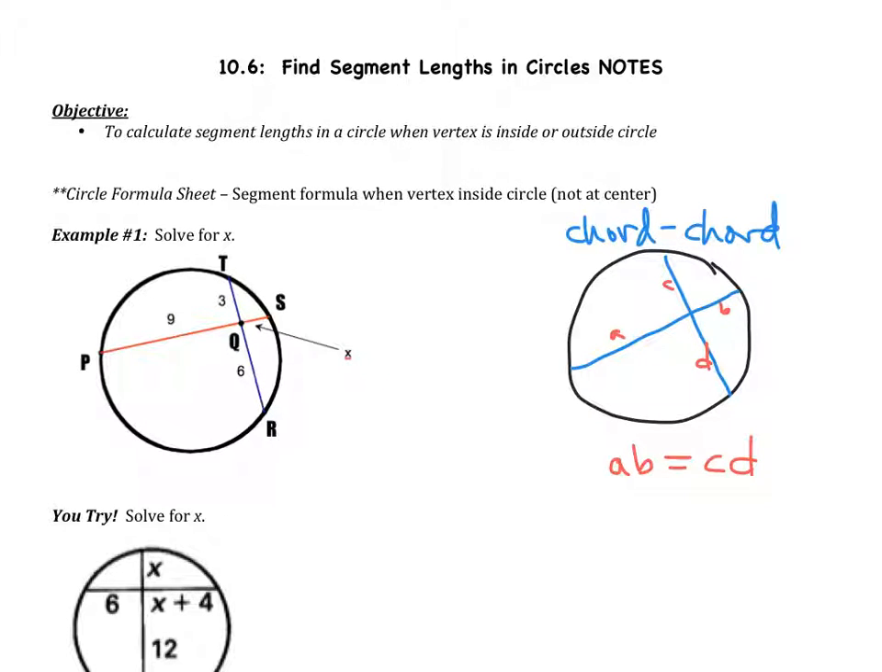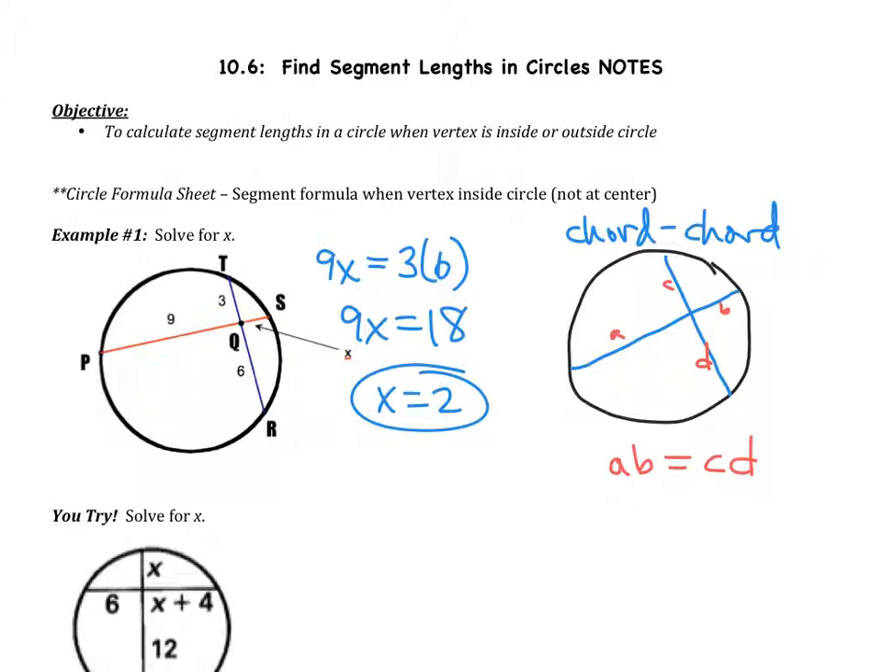Would somebody be able to apply that to example number 1? Would it be 9x equals 3 times 6? Yes, I agree. So 9x is equal to 18. X is equal to 2. Sound good? Yes. All right.